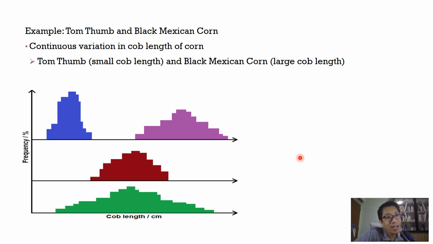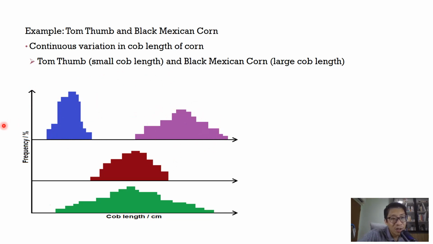Okay, so lastly, let's look at this particular example of a continuous variation in the phenotype of cork length in 2 different varieties of corn. All right, we have the Tom Thumb and the Black Mexican, where the Tom Thumb is the one with the smaller cork length and the Black Mexican has the longer cork length.